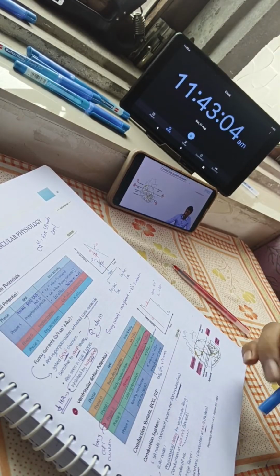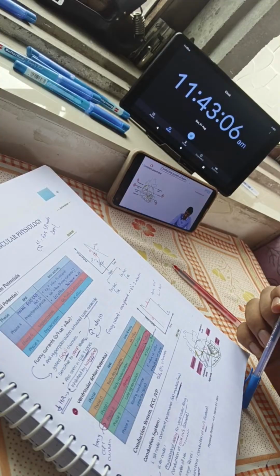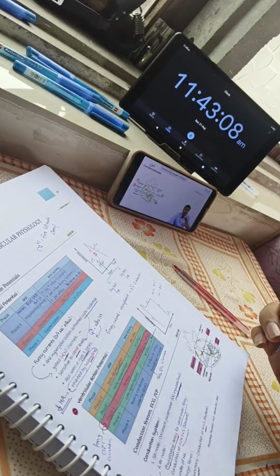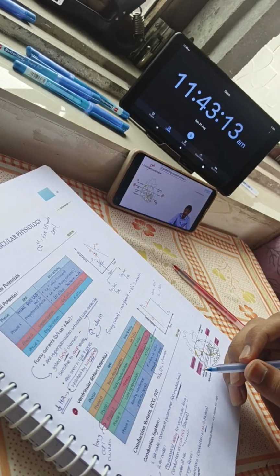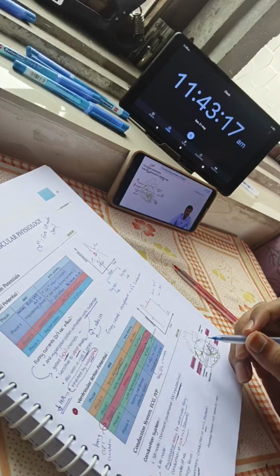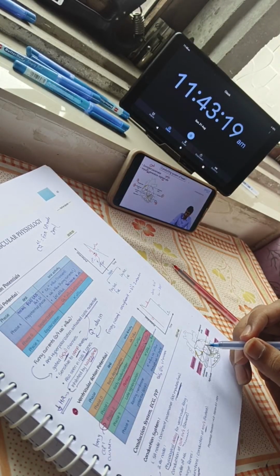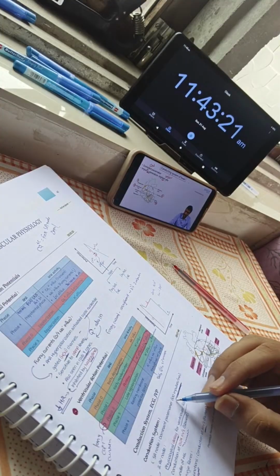Now the important significance of SA node. SA node is always considered to be the dominant pacemaker. That means there are other pacemakers in the heart. It is not only SA node. There are so many pacemakers, but the dominant one is SA node. Why? Because only SA node has the capability of impulse generation at the highest rate, and that rate is 100 impulses per minute. Impulse generation highest rate, SA node.